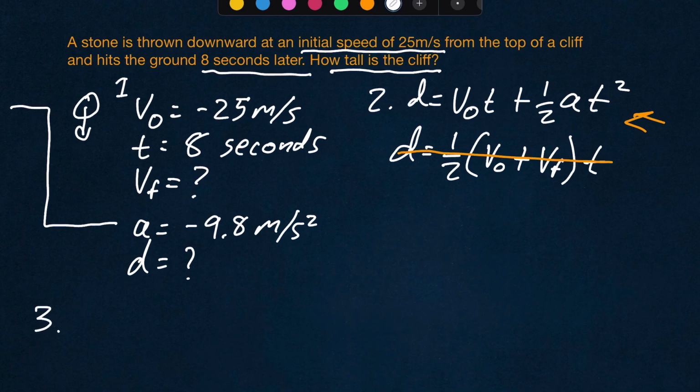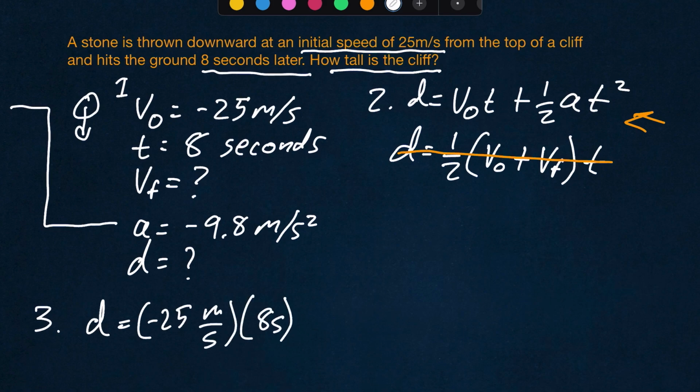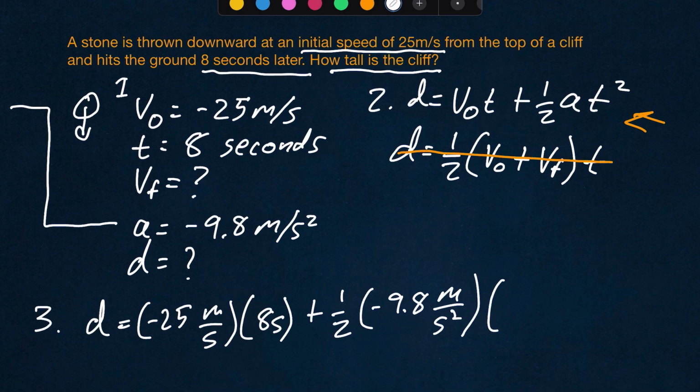So step 3 is to plug in our knowns into our formula. So v initial is negative 25 meters per second. Time is 8 seconds plus 1/2 negative 9.8 meters per second squared times 8 seconds squared. And another best practice is to always write your units alongside your numbers so that you can keep everything straight and make sure that your units balance out at the end of the equation.